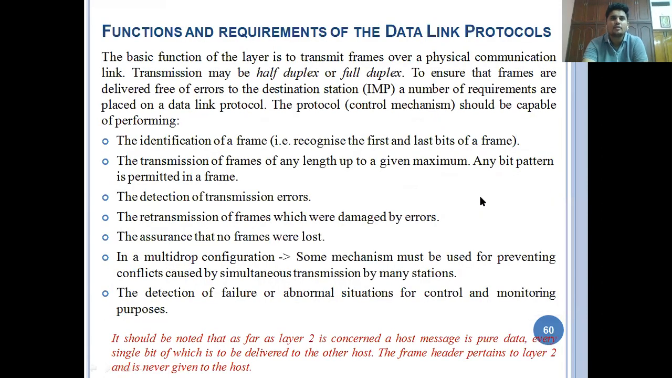The functions and requirements of the data link layer: the basic function of the layer is to transmit frames over a physical communication link, and transmission may be half duplex or full duplex. We already discussed the transmission modes simplex, half duplex and full duplex in the first unit. Simplex means only one-side transmission. Half duplex means two-way transmission, but at a time either sending or receiving is possible. Full duplex means two-way transmission, where both sending and receiving are possible at the same time.